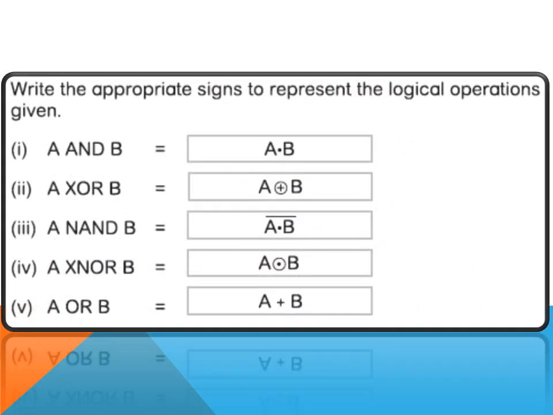See, A AND B will be represented as A dot B. A XOR B will be represented as A and circle plus B, and so on. I hope everyone did everything correctly. If you have done anything wrong, if you have done any mistake, please pause the video and note down the correct answers.